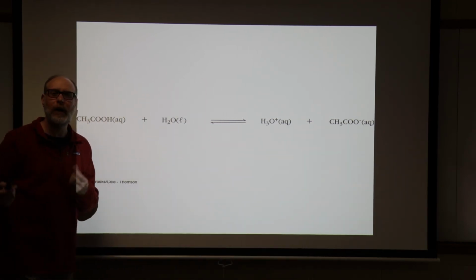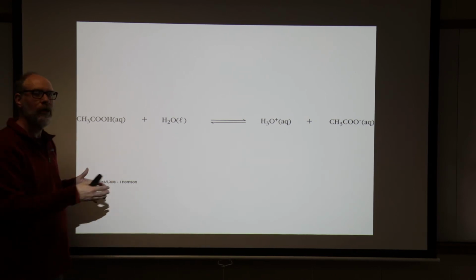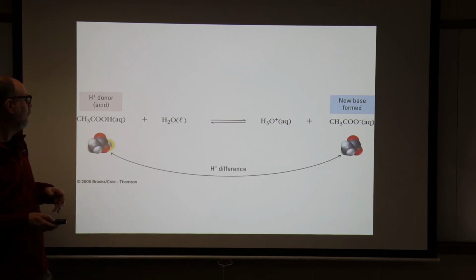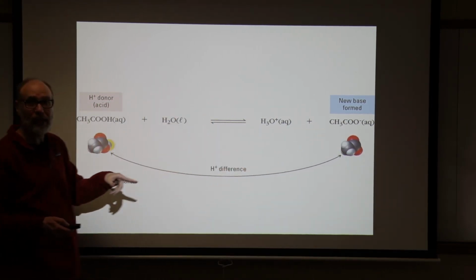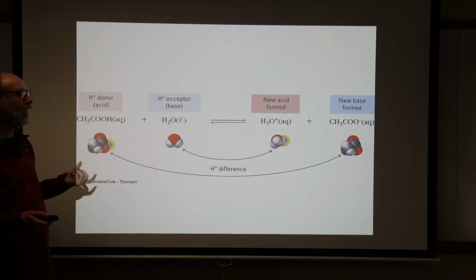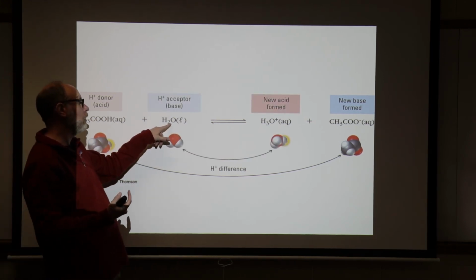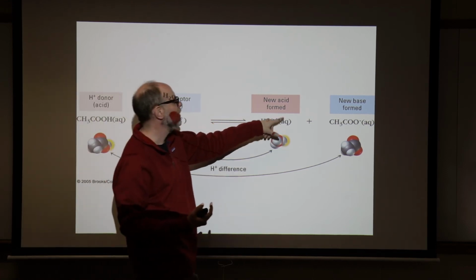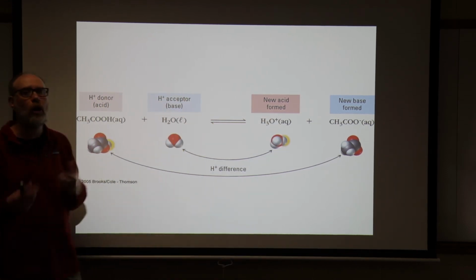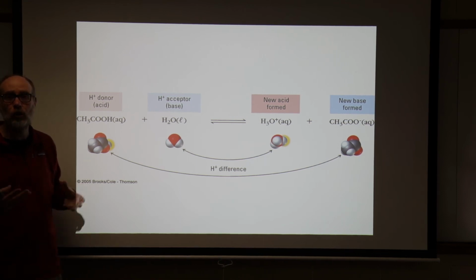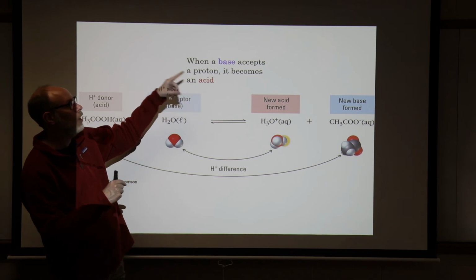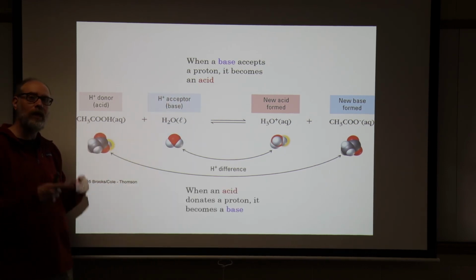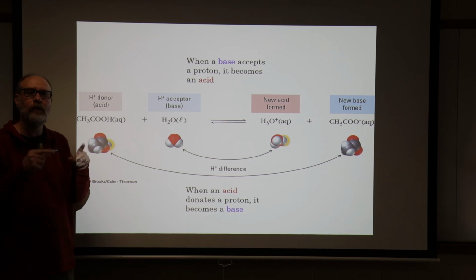So we call these pairs of acids and bases conjugate acids and bases. Here we have acetic acid, and then we have acetate, which is now a base. We call that a conjugate acid-base pair. And here we have water, which is acting as a base, and here is hydronium ion, which is an acid. We call that a conjugate acid-base pair. And so we have 2 of those, and it's important that we can recognize conjugate acid-base pairs. This all comes about because when a base accepts a proton, it becomes an acid. And when an acid donates a proton, it becomes a base. What's left over is now a base.